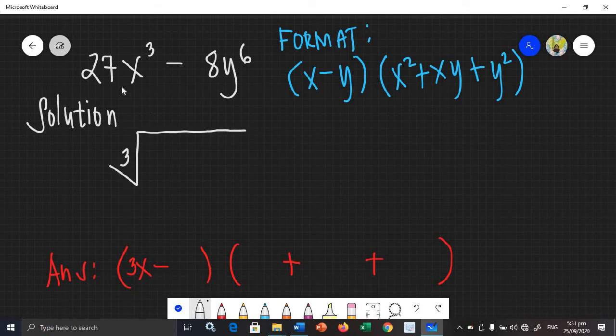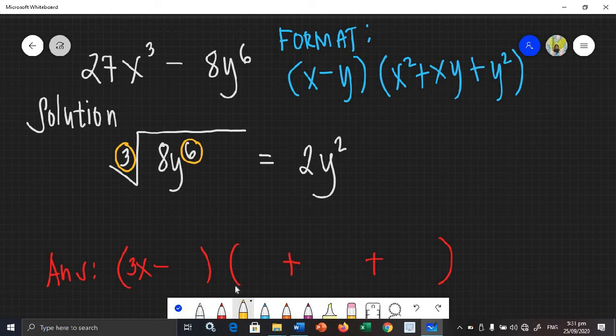So, cube root of 8y to the 6th power. Cube root of 8, that is 2. Cube root of y to the 6, that is y squared. So you're just basically dividing the exponent by the root. Kaya natin nakuha yung 2. That is the technique. So now we have the second term here in our binomial.